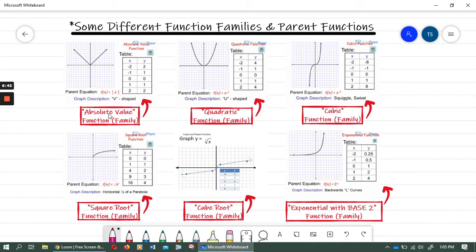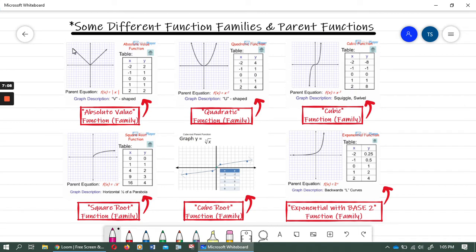All right, so we got the absolute value function family here. And you can see that the absolute value function family has a specific parent function. The simplest form for the absolute value family is f of x, or y equals the absolute value of x. That is your parent function for all absolute value functions.